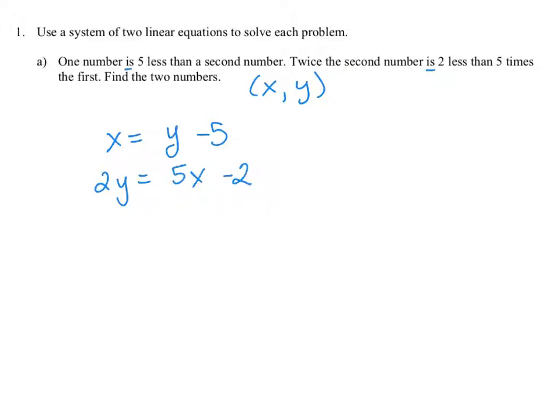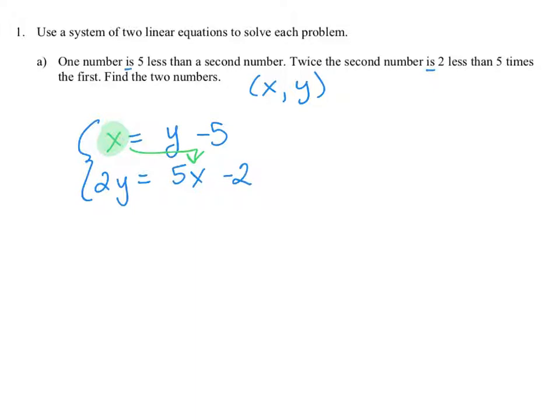Now we have a system of linear equations, and in the previous sections we looked at graphing, substitution, and the addition method, or the elimination method. So we can decide which method to use here. Because our first equation already has one variable solved by itself, this is a good time to use the substitution method. So we're going to take the x that's in the first equation, and we're going to substitute that into the x in the second equation.